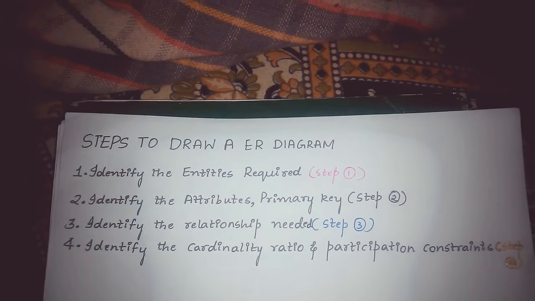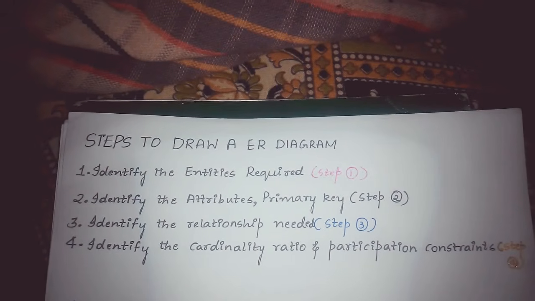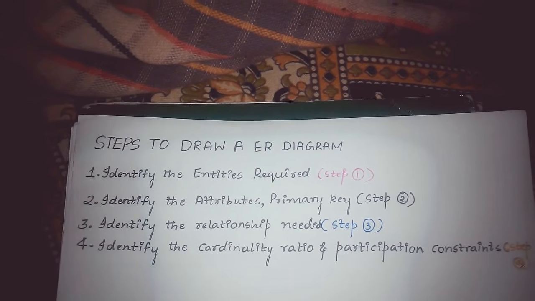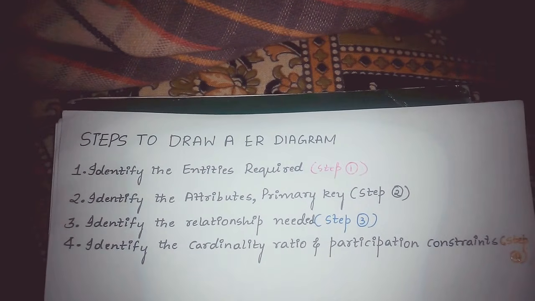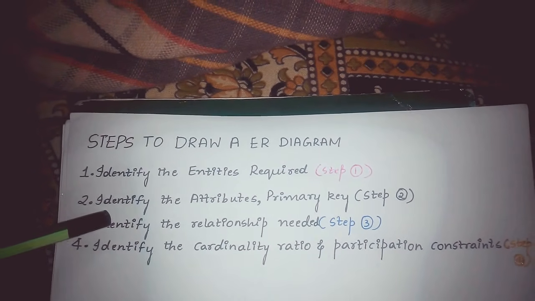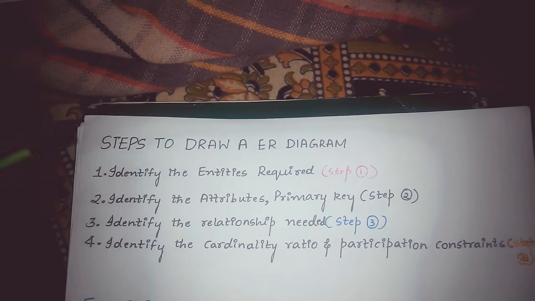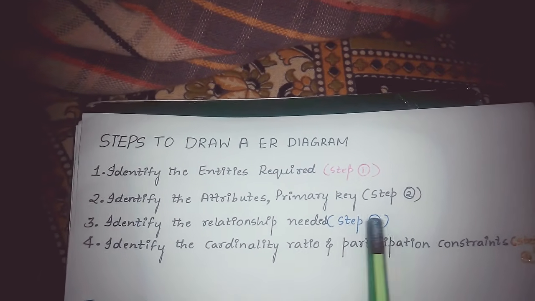Then identify the attributes and primary keys, that is, which are the attributes and primary keys that define the entity. That is represented by black color. And identify the relationships needed, that is, what are the relationships needed between the entities in the ER diagram. That is represented by a blue color.